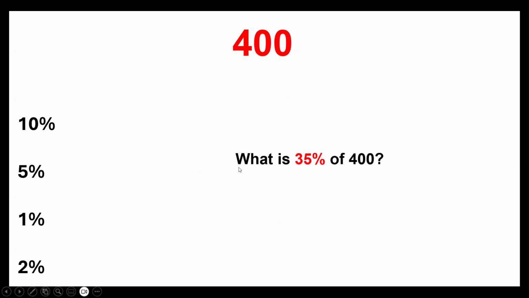But now, can you tell me what is 35% of 400? So I'm going to put the numbers back on the screen. So 10% was 40, 5% was 20, 1% was 4. And 2% was 8. So let me know, guys, what would 35% be? It's pretty similar to the question Scarlett gave us. I do apologise for that.